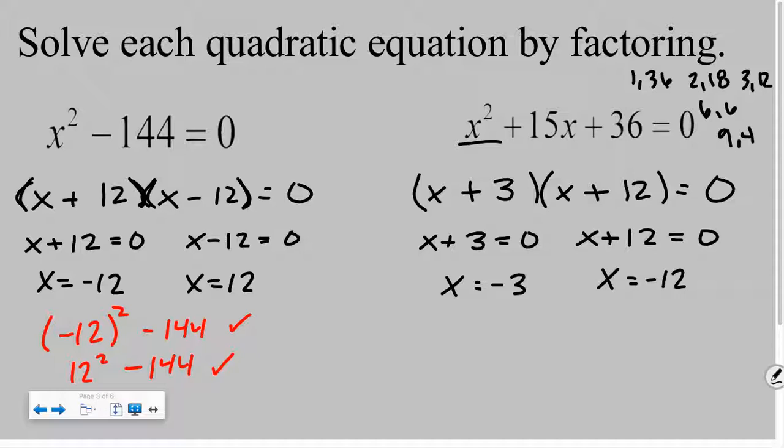I'm going to check negative 3 because it's smaller, so we can do this one here without a calculator. Negative 3 squared plus 15 times negative 3 plus 36. Alright, what's negative 3 squared? 9. How about 15 times negative 3?